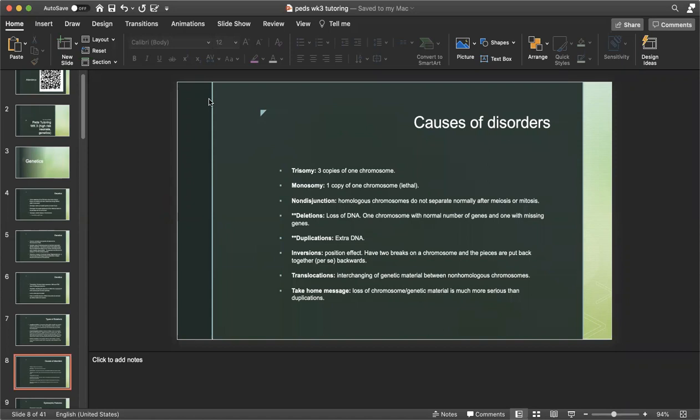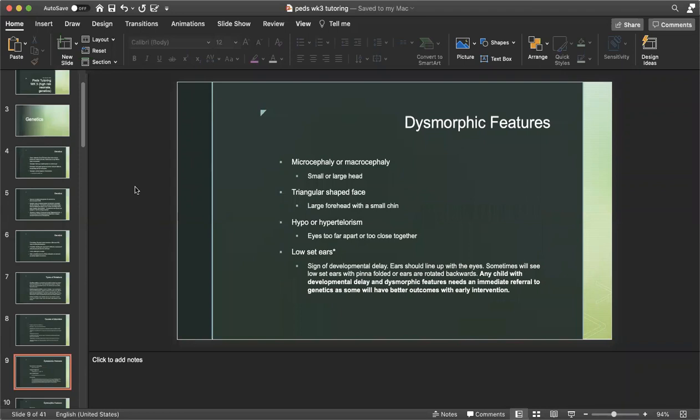And then the take-home message at the bottom is just that loss of genetic material is way more serious than a duplication. Like duplications, such as trisomy 21, Down syndrome. I mean, it's still serious, but you won't die from having Down syndrome.